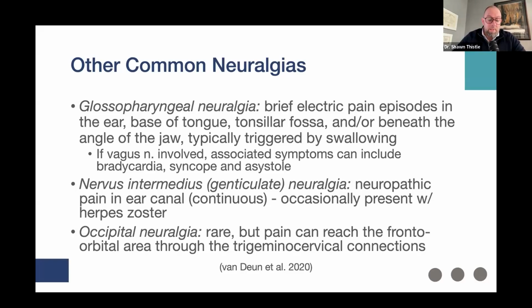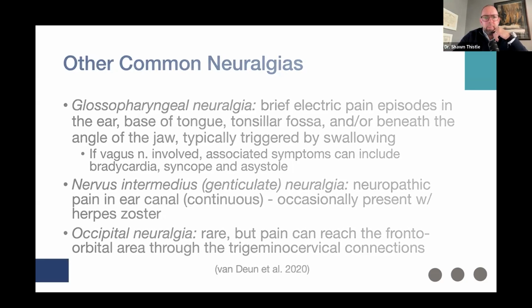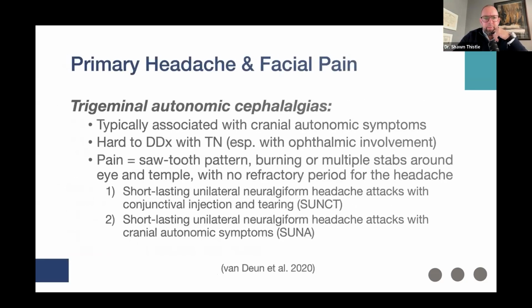I think we do bump into occipital neuralgias once in a while. This would be the posterior part of the head and scalp. It's considered rare, but the pain can reach the fronto-orbital area through the trigeminocervical connections. These can look like a traditional cervicogenic headache or tension headache with myogenic referral, and those classifications kind of bump into each other sometimes. So those are other ones to keep in mind, not very rare.